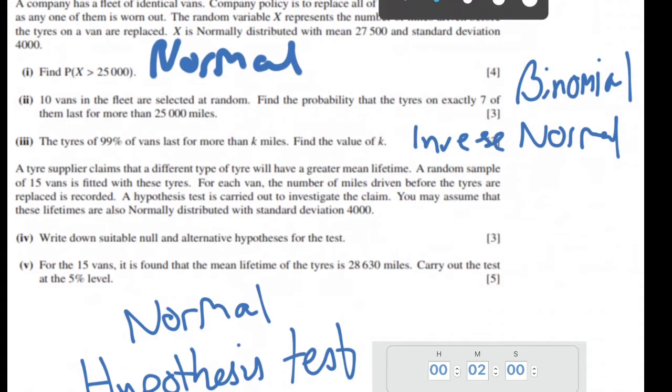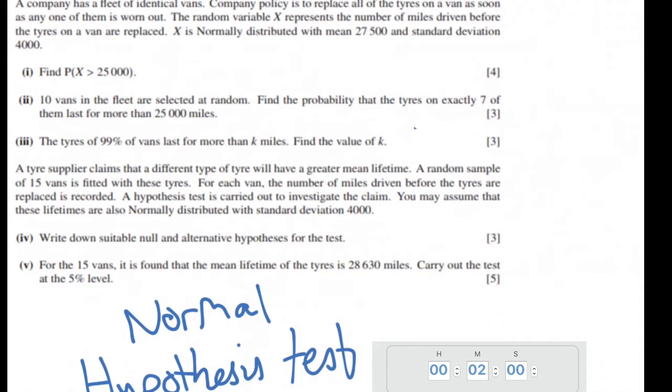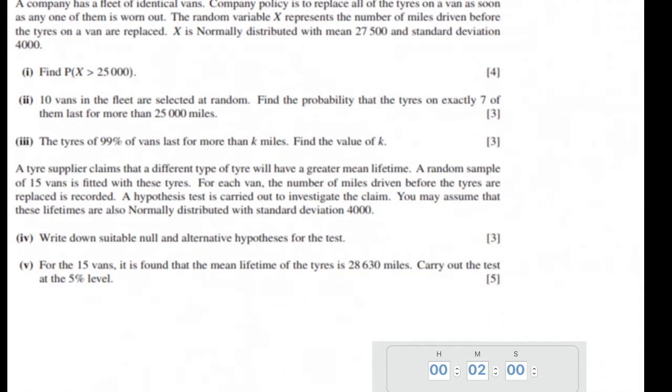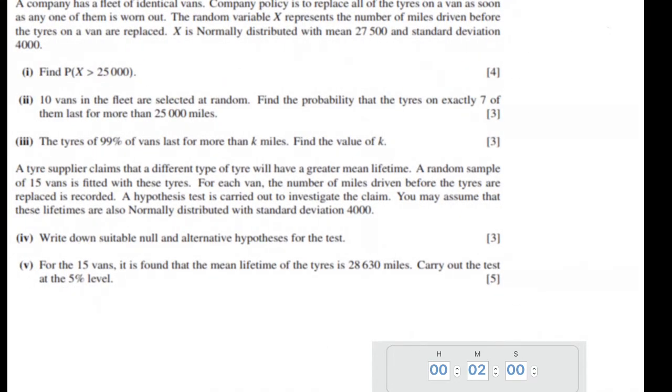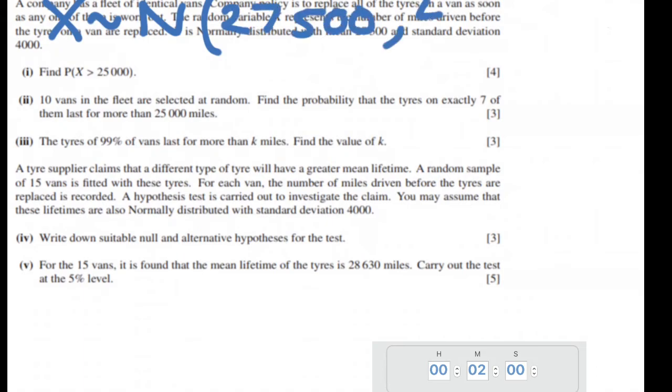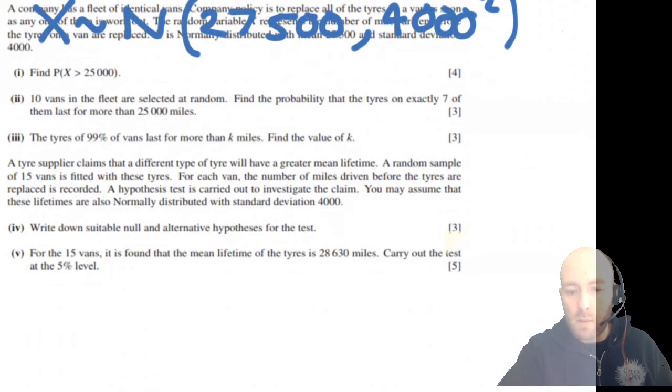Cool. All right. Let's go through this one then. Right. So probability x is greater than 25,000. So let's write out our distribution. So X is normal, 27,500 and standard deviation 4,000. So that's our distribution. So we're just going to type into the calculator to find greater than. So calculator.